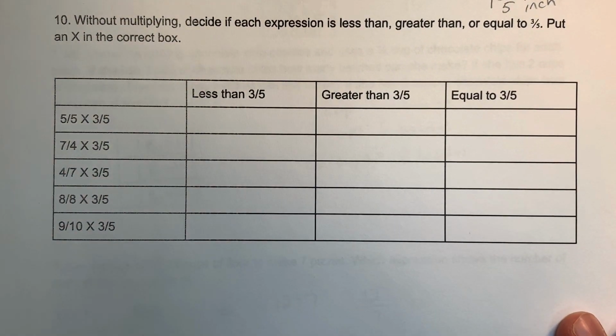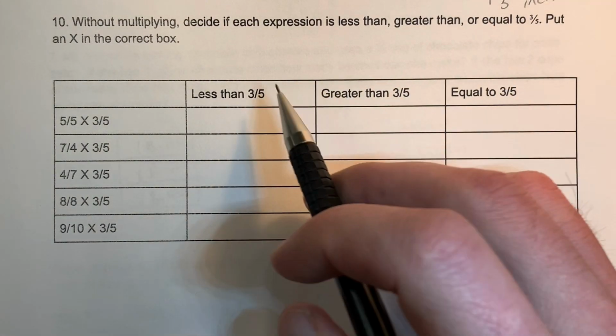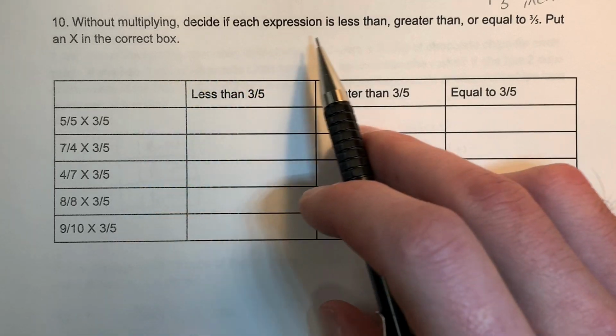The next one, this is by far the easiest question on here. If they just understand that if you multiply 1 by anything, you're going to get that number. If you multiply any number less than 1 by a number, that number is going to get smaller because you're multiplying by less than 1. And if I take any number and multiply it by a number bigger than 1, that number is going to get bigger. So I can do this without even multiplying these.